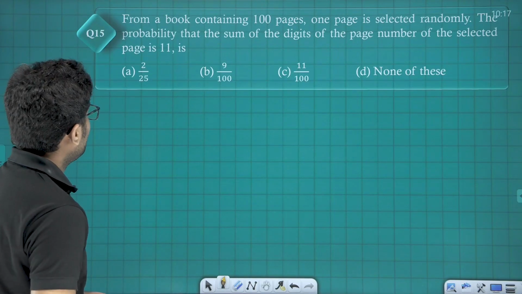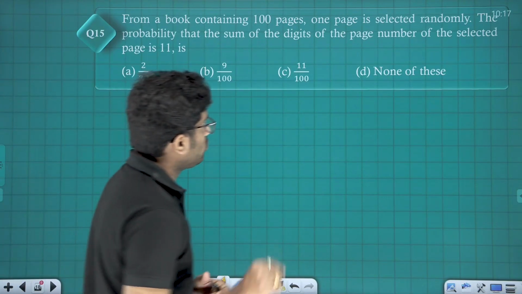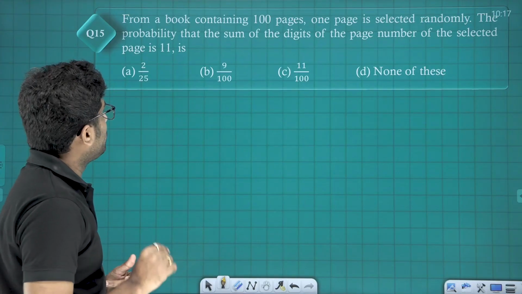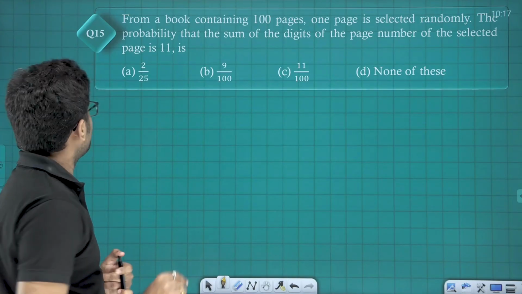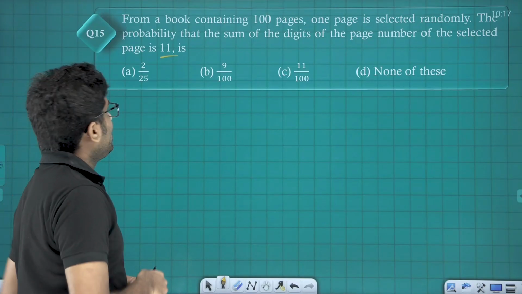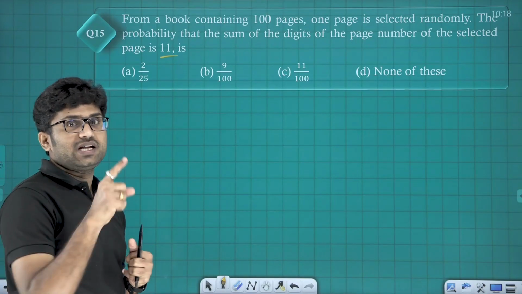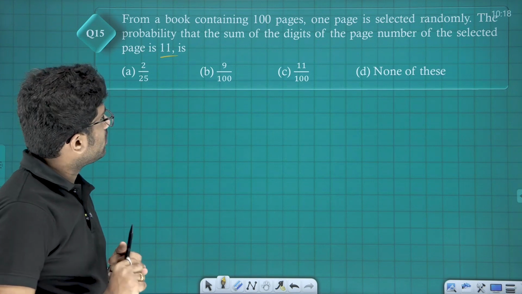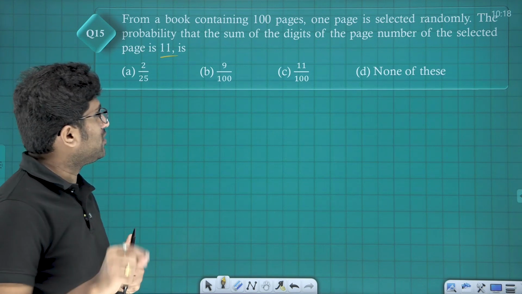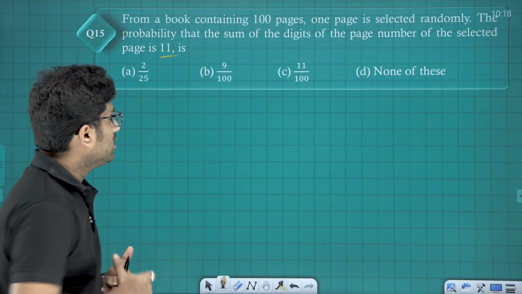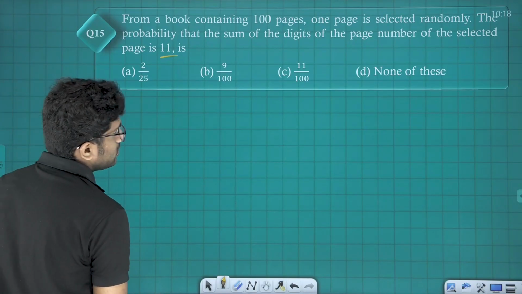Next question. From a book containing 100 pages, one page is selected randomly. The probability that the sum of the digits of the page number of the selected page is 11. So containing 100 pages means starting from 1 to 100. Now the probability that the sum of the digits of the page number is 11, that means it can only be a 2-digit number.